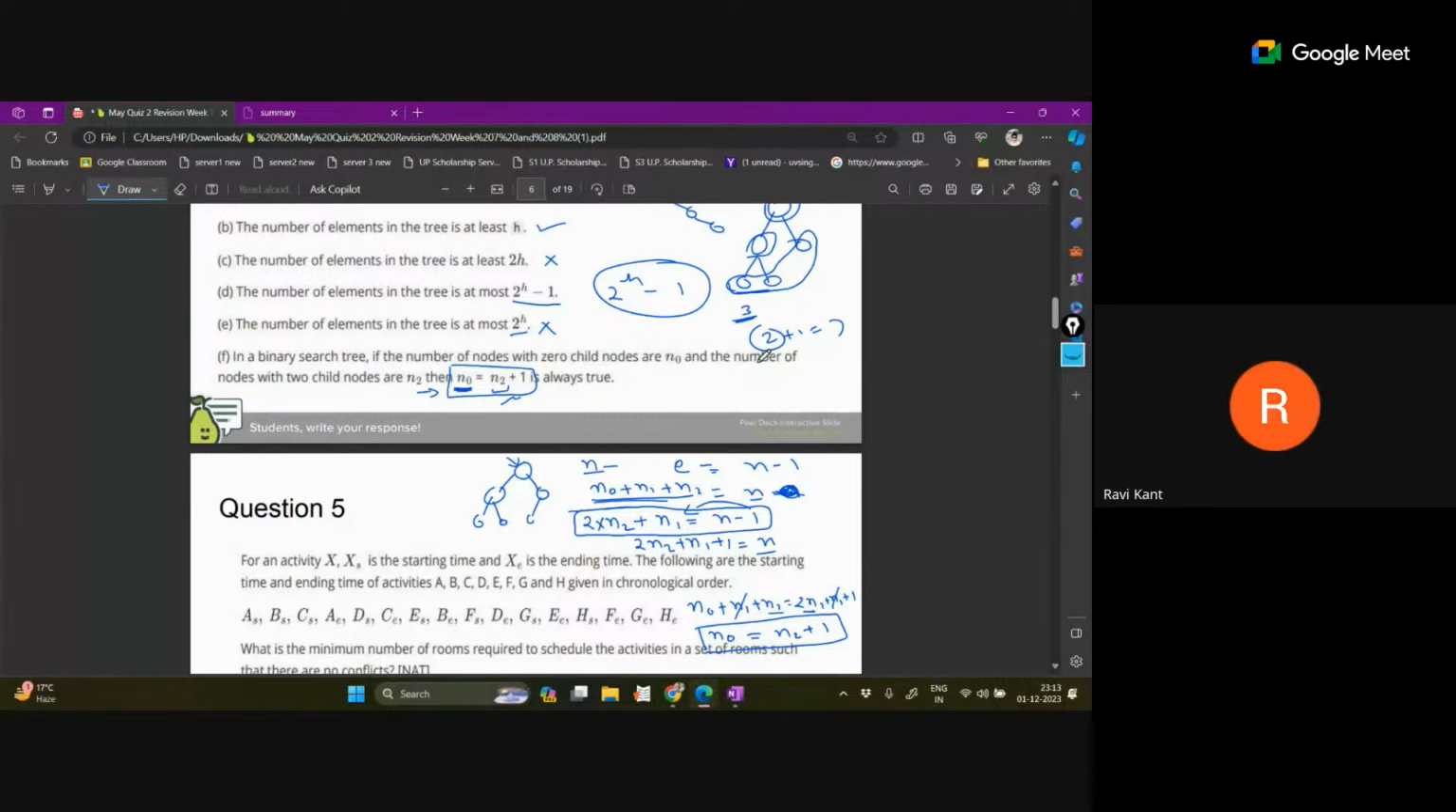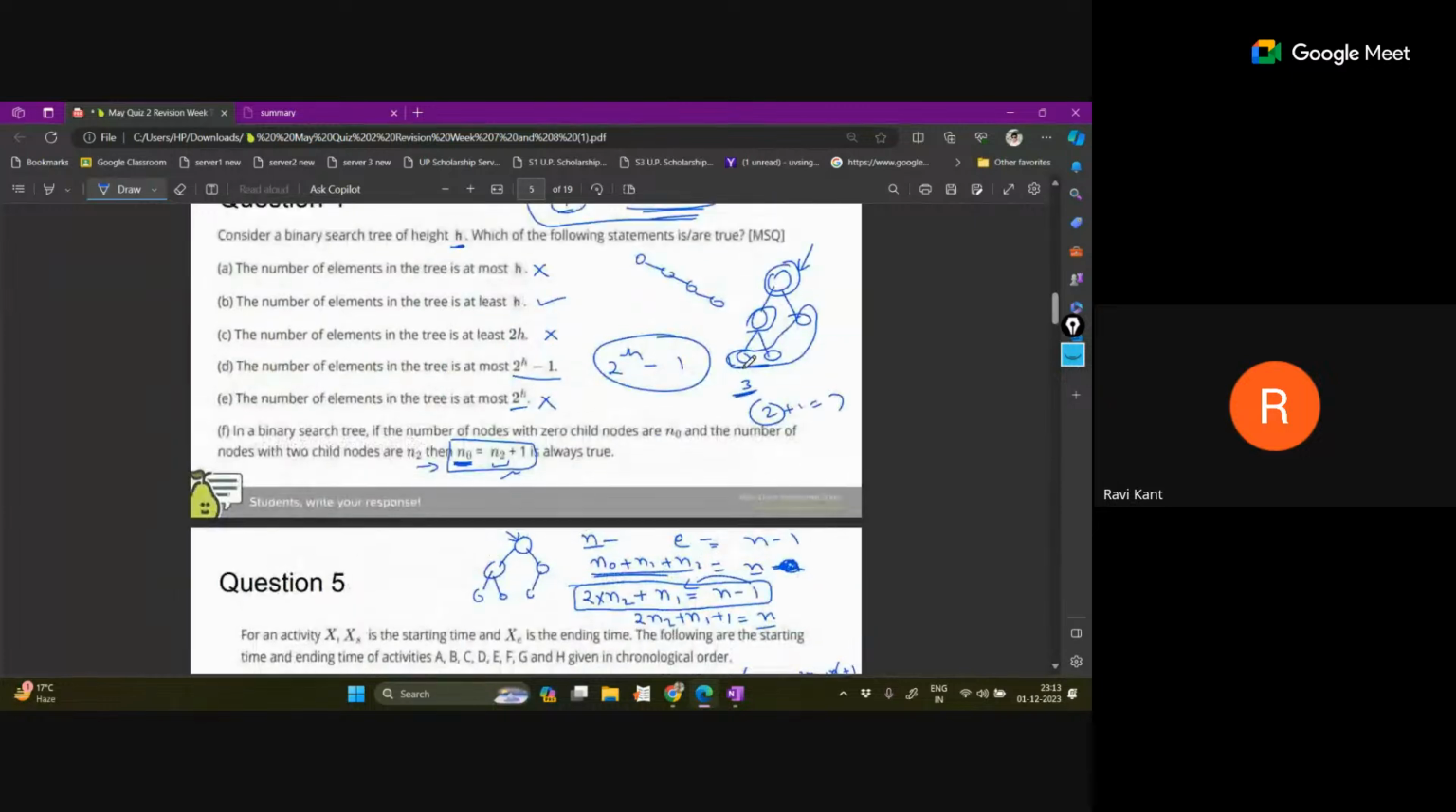Sir, can you recap what you just did in short, sir? Okay. So we are just trying to prove this equation. This is saying that the number of nodes with 0 children is always equal to the number of nodes with 2 children plus 1. Okay, so we are just proving this by these things.